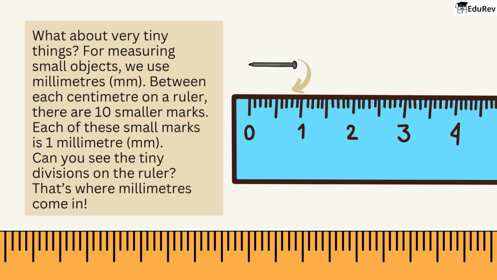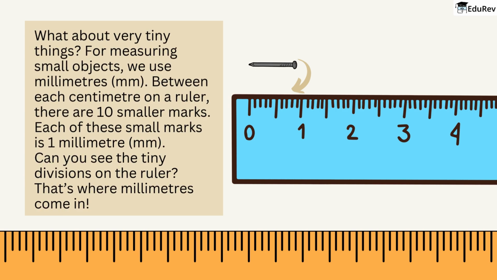Now, what about very tiny things? For measuring small objects, we use millimeters. Between each centimeter on a ruler, there are 10 smaller marks. Each of these small marks is 1 millimeter. Can you see the tiny divisions on the ruler? That's where millimeters come in. For example, if you're measuring the length of a small nail, millimeters will help you do it precisely. Let's see an example. The length of this eraser is 8 millimeters.